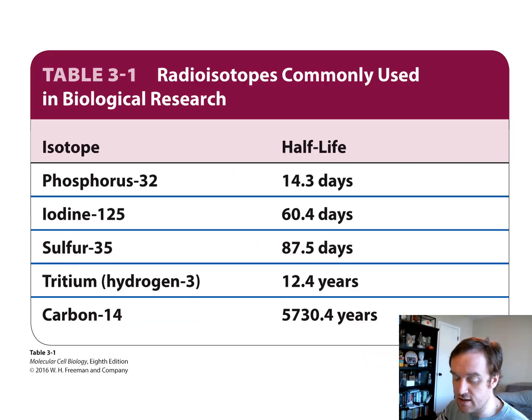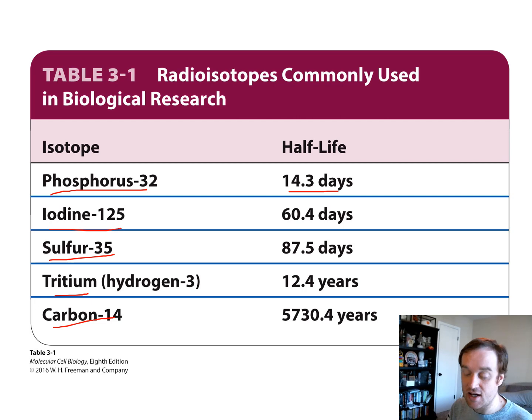So another way that we can characterize and look at proteins in the cell is through radiolabeling them, and this is using a radioactive isotope of a common element that will be incorporated into a protein and give off this radioactive signal that we can measure and then determine where it's located, how long it lives, etc. And so these are some of the common isotopes that are used. Phosphorus 32, which has a half-life of 14 1/3 days, iodine 125, sulfur 35, tritium, and carbon.